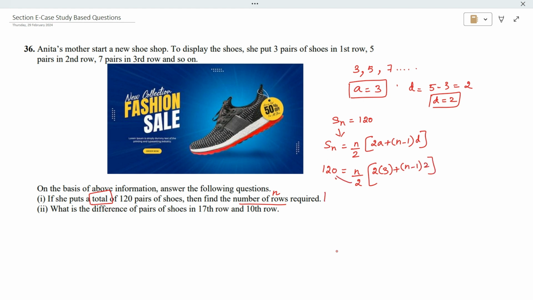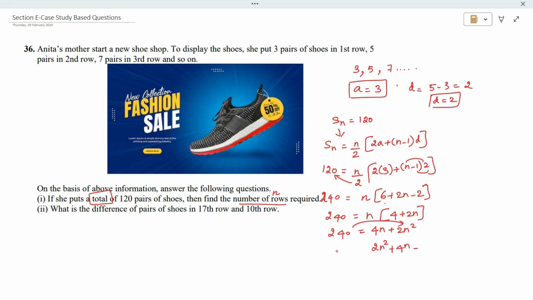So just take this 2 to the other side, so it becomes 240 equal to n times (3 times 2, which is 6, plus, and I'm just expanding this bracket, so 2n minus 2). So n times (6 minus 2 is 4, plus 2n). So if I expand it, it is going to be 4n plus 2n square, isn't it? So now just take 240 to the other side, so it will be 2n square plus 4n, and 240 comes to the right side, so it becomes minus 240 equal to 0, isn't it?